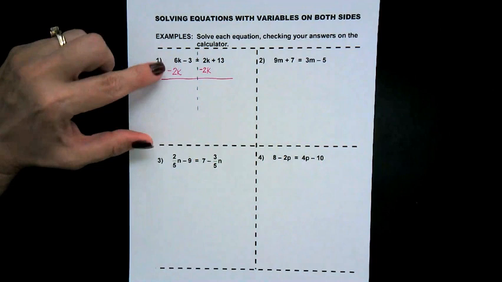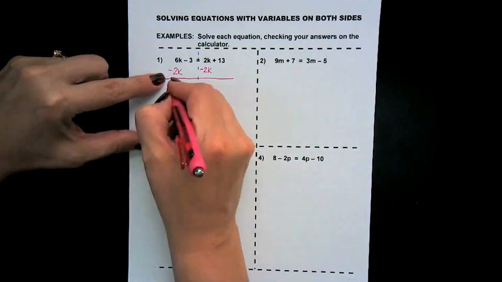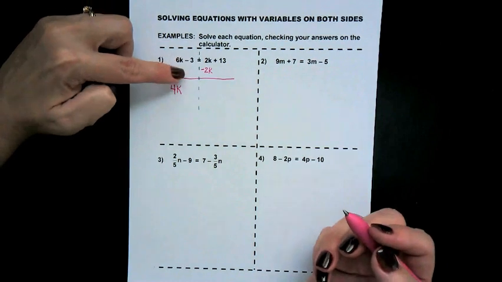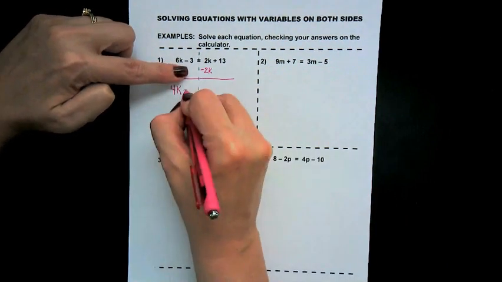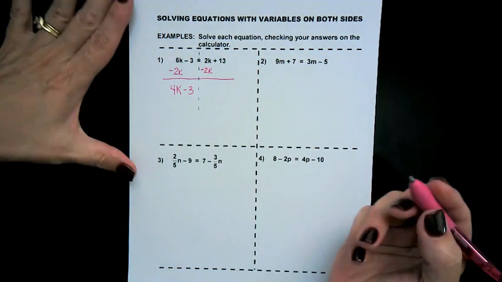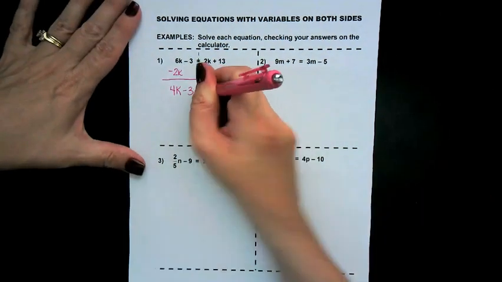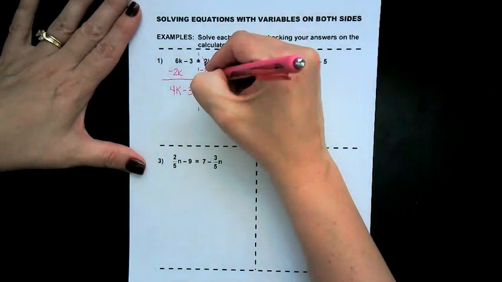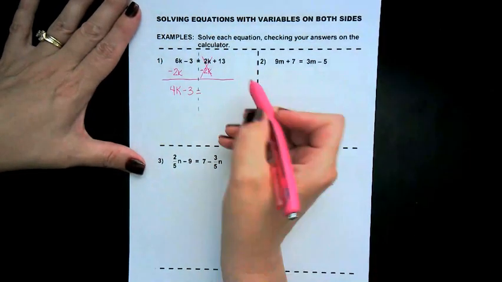So 6k minus 2k is 4k. And then this minus 3 doesn't have anything to combine with, so it just comes down in the problem. Then we have our equal sign. 2k minus 2k gives us 0, so we'll just mark those out, plus 13.